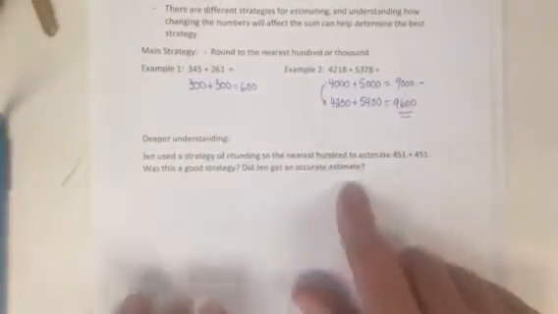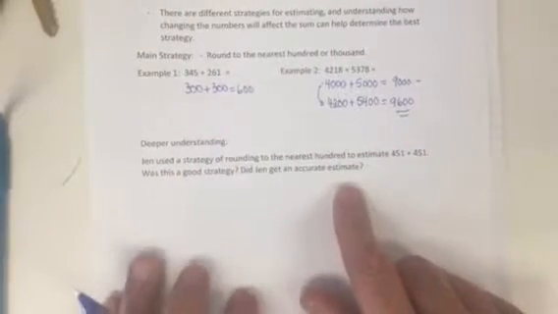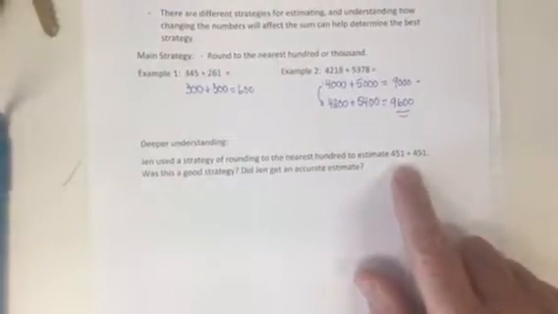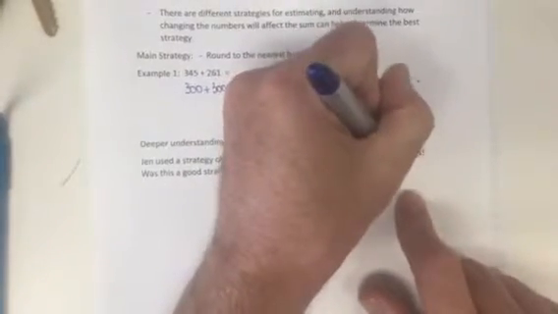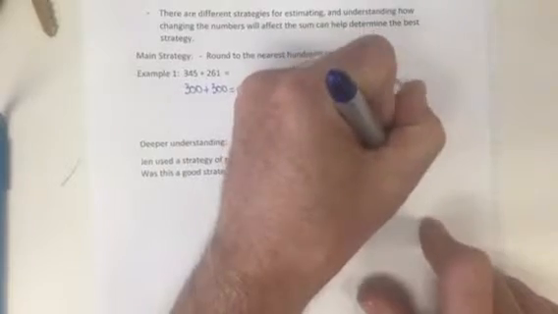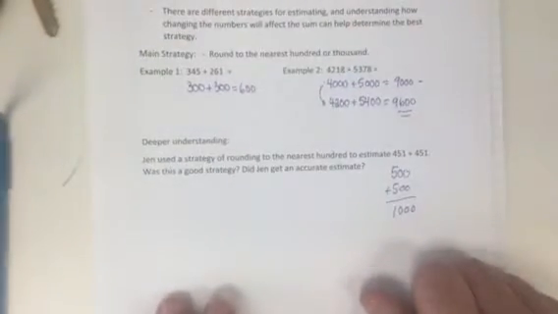And then finally, there's a great question in the text book that got assigned today. It's not exactly this, but similar. It's the idea that if I choose a strategy of rounding this to the nearest 100, I'm going to get 500 plus 500 equals 1,000. Okay? What's wrong with that?